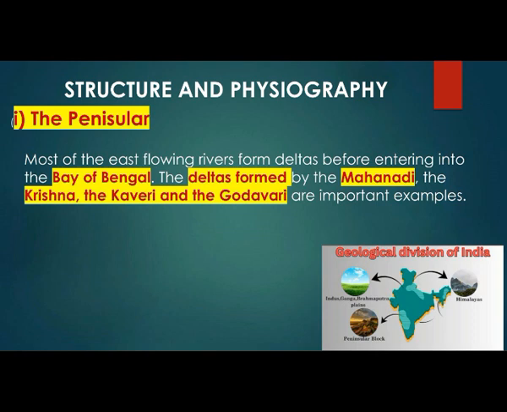So again, we will be studying about the peninsula only. Most of the east flowing rivers form deltas before entering into the Bay of Bengal. The deltas formed by the Mahanadi, the Krishna, the Kaveri, and the Godavari are important examples.